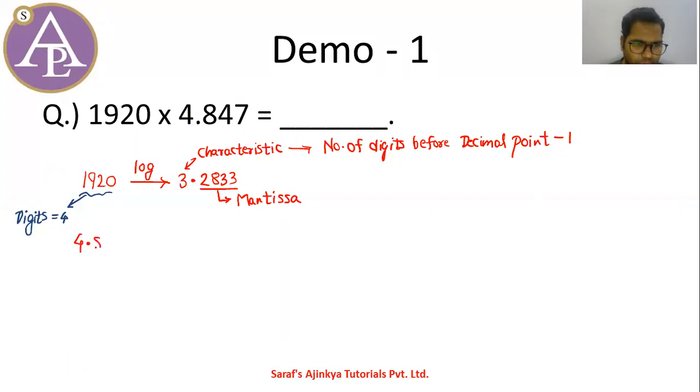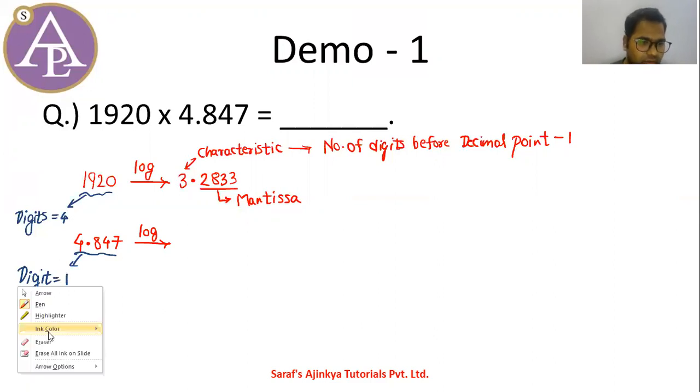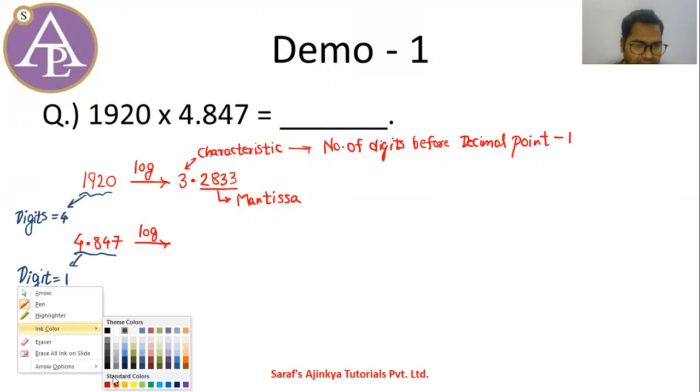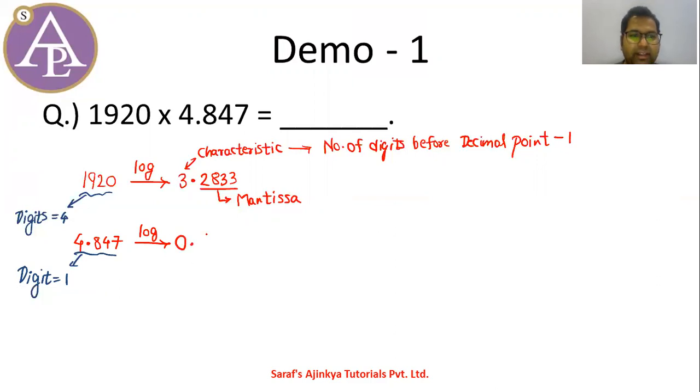Now what is the next number? The next number is 4.847. I want to find the log. Now how many digits do you have before the decimal? Before the decimal you only have 1 digit. So what will you write? I will write here 0. Why did I write 0? If you have 4 digits, your characteristic is 3. If you have 1 digit, your characteristic is 0.